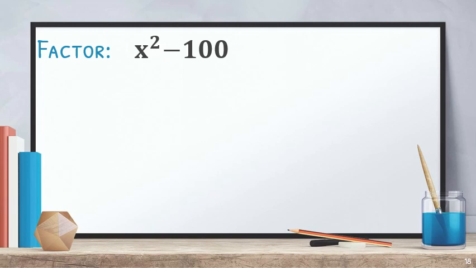So now, since we checked it and it is a difference of two squares, we are now ready to get the factor. So first, identify the terms. So we have x squared and 100. Second step, get their square root. So the square root of x squared is x. The square root of 100 is 10.